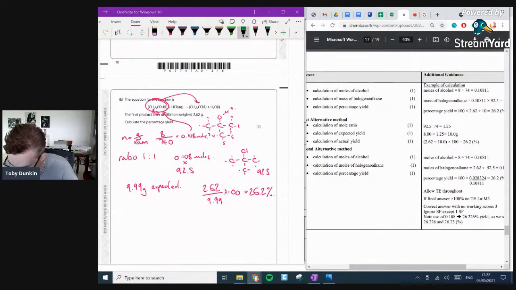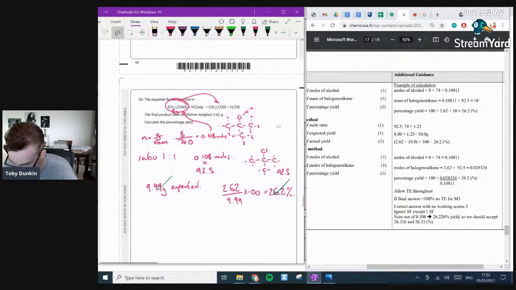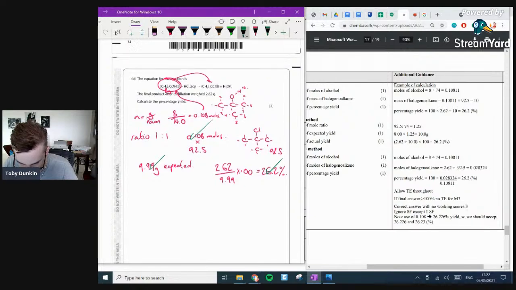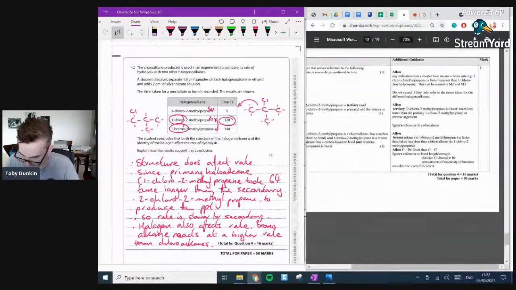26.2%. Thank goodness. 9.99, 10 grams. There we go. Say allow 9.99. Yeah, I'm sure it would. Not going to lose it for that. The last question was grim. Didn't like it.